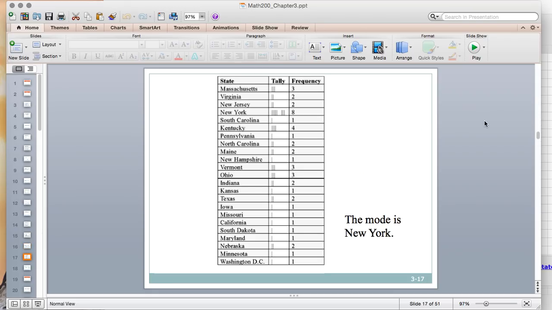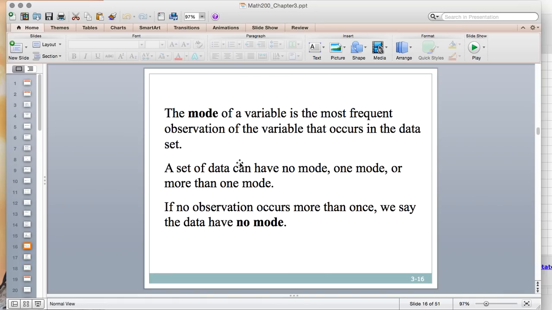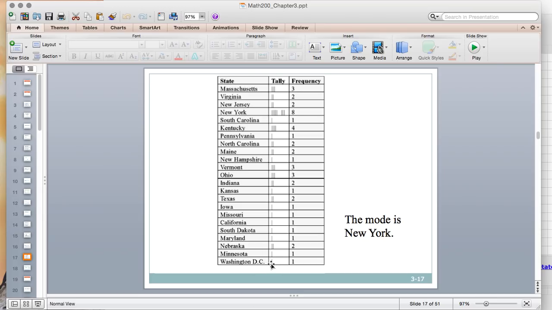If we take a look here, this is a frequency table, and it just gives state, and I don't remember what these tallies are for, but that's okay. You can still see the data. Massachusetts has a frequency of 3. I'm not sure what we're talking about here because I forgot the context of the question, so I apologize for that. But if you take a look at our highest frequency, it's going to be New York with 8. So that would mean that the mode is New York, okay?